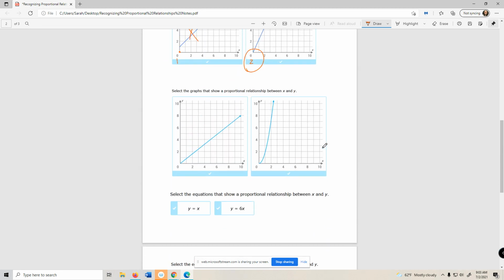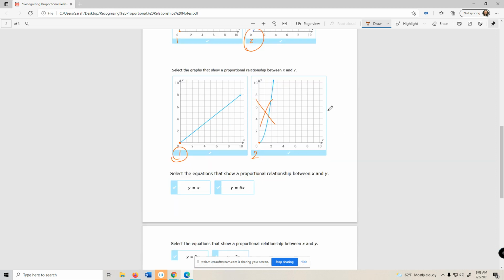Last graph example. Graph 1, y-intercept is at 0, 0. Graph is a straight line, so graph 1 is proportional. Graph 2 does have the y-intercept we're looking for. Y-intercept is at 0, but notice the graph looks like half of a parabola. And so since it is not a line, it's going to be some sort of other relationship that's not a direct or proportional relationship. So only graph 1 for that set.